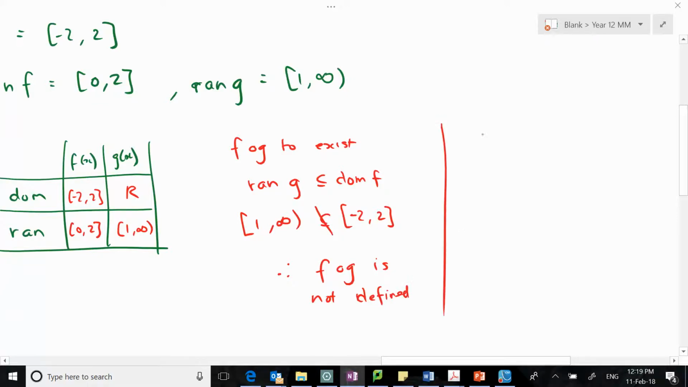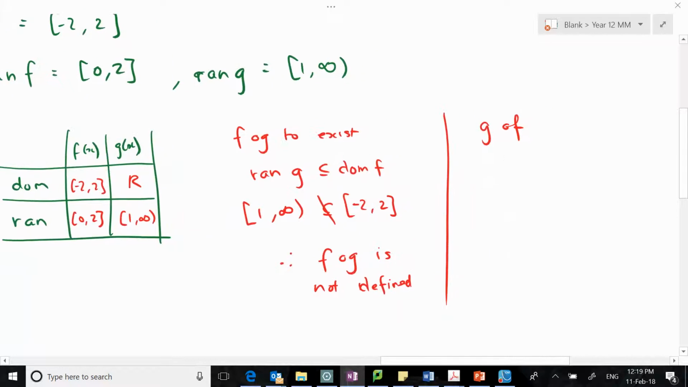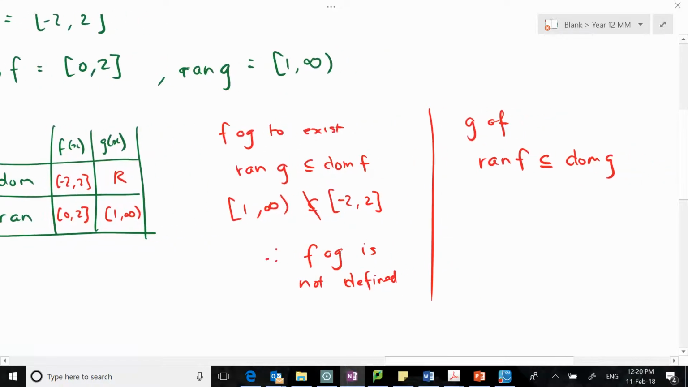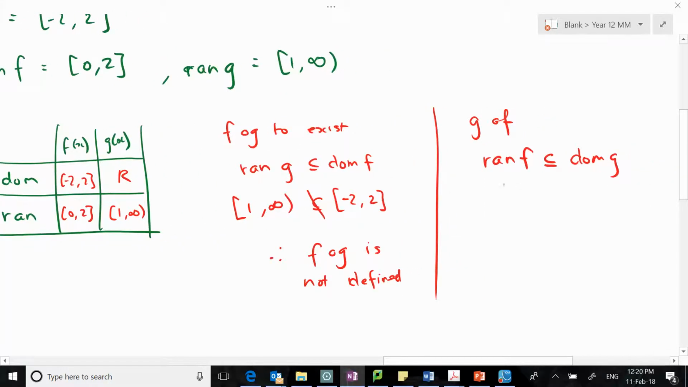Then you try g of f. Same idea. This means that the range of f needs to be a subset of the domain of g. So the range of f, which we got as 0 to 2, needs to be a subset of the domain of g, which is R, and clearly it's a subset. Therefore, g of f is defined.